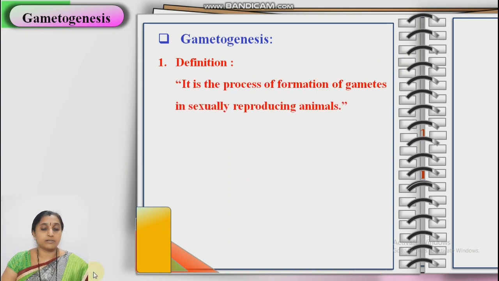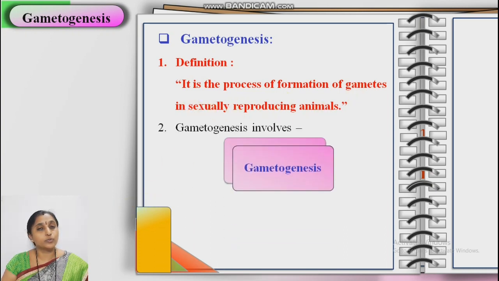They are the sex cells. It is a process of formation of gametes in sexually reproducing organisms. Write down the definition in your notebook carefully. What is gametogenesis? It is a process of formation of gametes in sexually reproducing organisms.